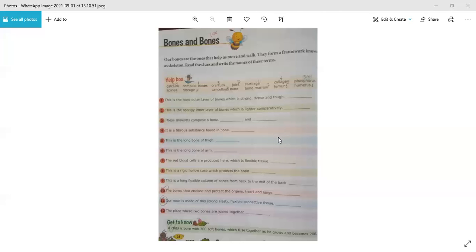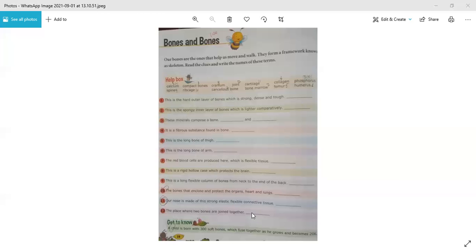After that, there is a rigid hollow case. Hollow, you can say empty. That is an empty case and it protects our brain. And what is that called? That protects our brain. That is a bone. That is the cranium. CRANIUM. Okay, children, jot down this thing very carefully.